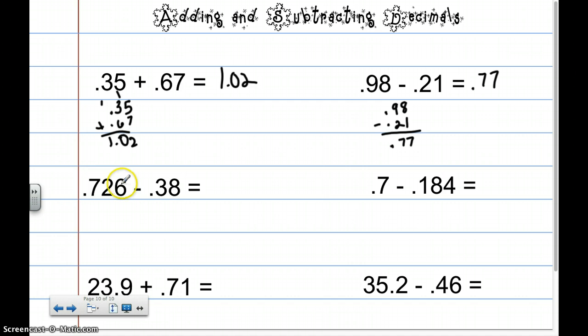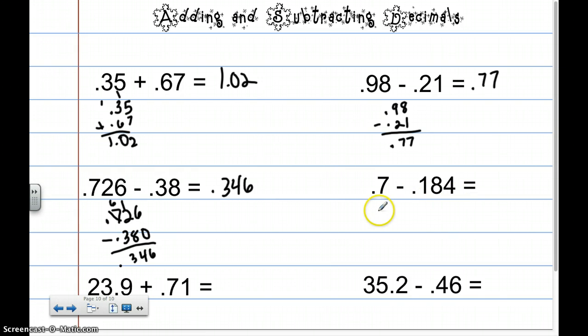Now, I have this one going all the way to the thousandths place. Even though we haven't learned about the thousandths place, you may see something like this. So this is tenths, hundredths, and thousandths. Now I have to line up the decimals. I'm going to put 726 thousandths minus 38. The 3 is in the tenths, the 8 is in the hundredths. And then I can just put a 0 right here. And now I can subtract. I can still borrow. Whenever you are subtracting decimals, you're just making sure that you line up your place value.